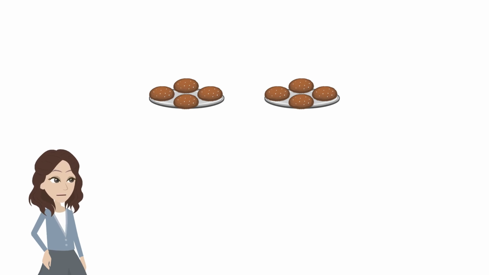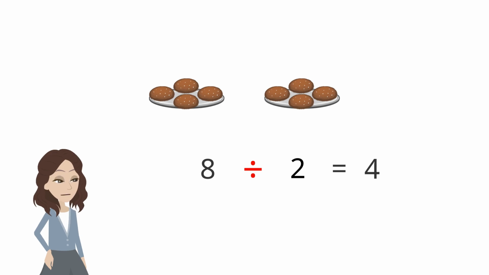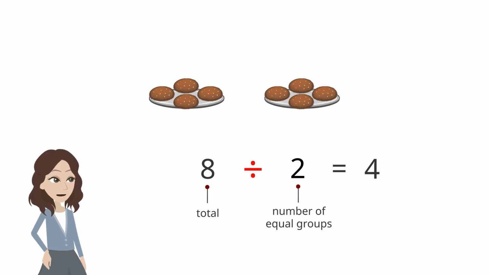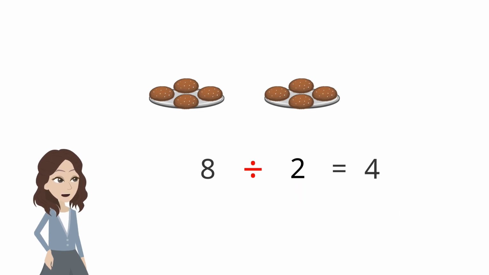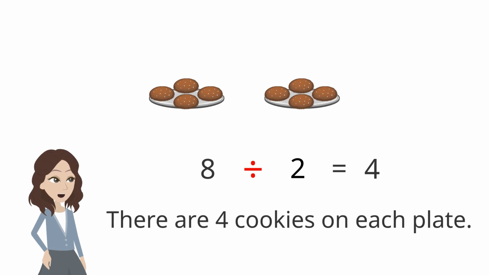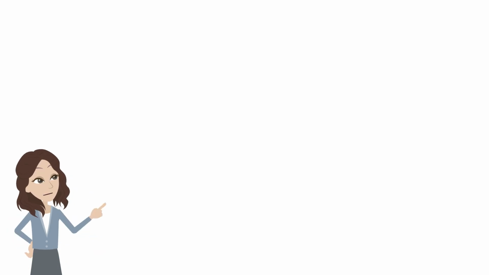So, we write this as 8 divided by 2 is equal to 4. This time, we have divided the total by the number of groups to find the number in each group. 8 cookies divided onto 2 plates gives us 4 cookies on each plate. Let us practice division using one more example.